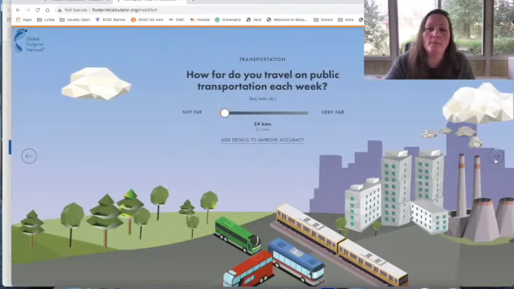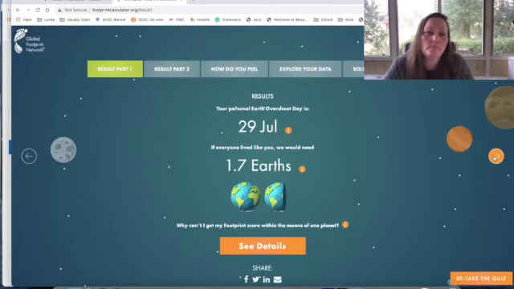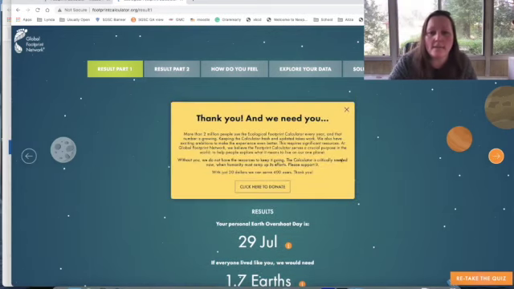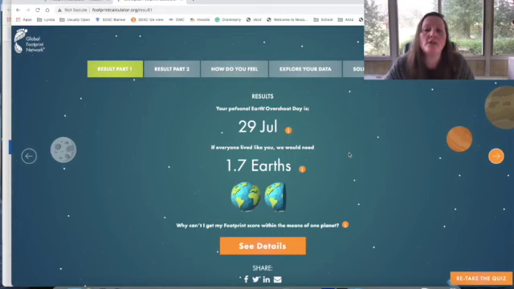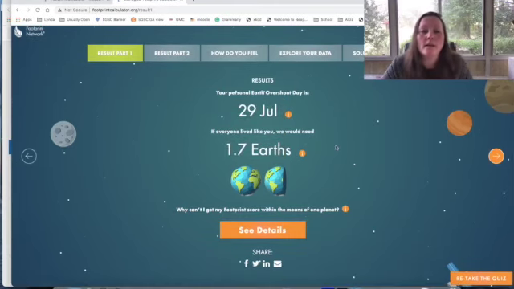How far do you travel on public transportation? I don't. But then again, I also don't go anywhere, and it's a pandemic. How many hours do you fly each year? That depends on the year, but in 2020, that. So, result, your personal Earth overshoot day is July 29th. That means that is how much time, look at this. If you click here, if everybody lived like me, we would have used as much from nature as the Earth can renew in the entire year in that amount of time. So that's not great. If everyone lived like me, we would need 1.7 Earths.